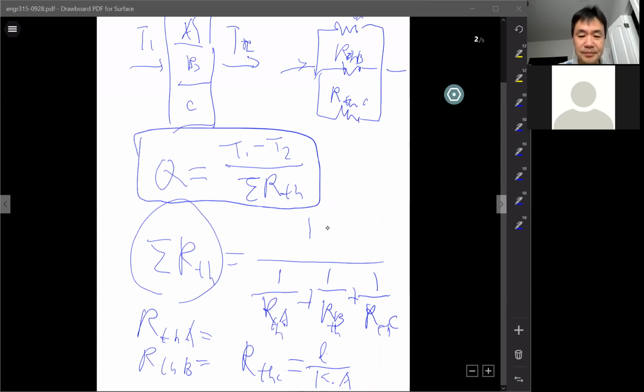Okay, so this is for the conduction. What about convection? I said this equation we can use for both conduction and convection now. We don't have two equations to remember. If you remember this one, that's about it; you can just use it for convection also. So what is the thermal resistance in convection?